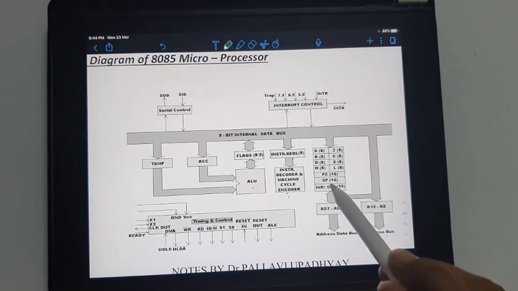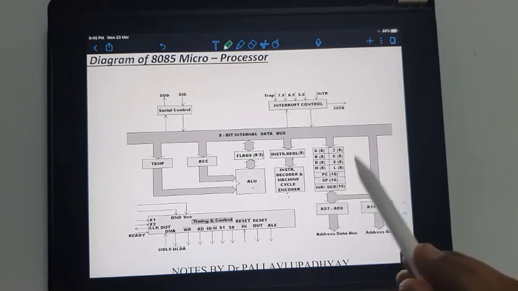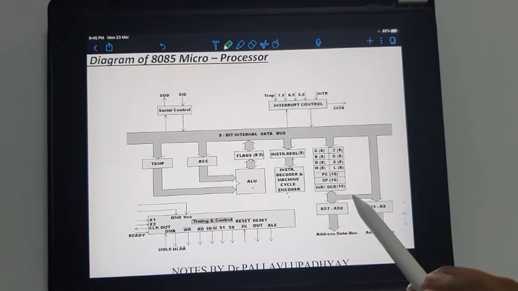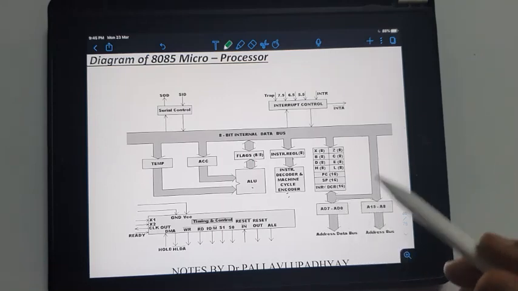Stack pointer points to the top of the stack. Incrementer, decrementer is a special purpose register which is used to increment or decrement the contents of PC and SP. So it's also a 16-bit register pair.